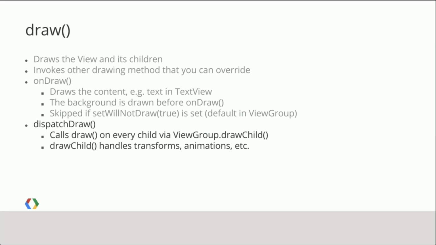This is where we apply all the transforms, like the alpha, rotation, scaling, and animations with the old animation system. And for every child, we call a method called viewGroup.drawChild. So if you want to override that method entirely, make sure that you call the drawChild method for every one of your children. Otherwise, you're not going to get animations working or transforms.